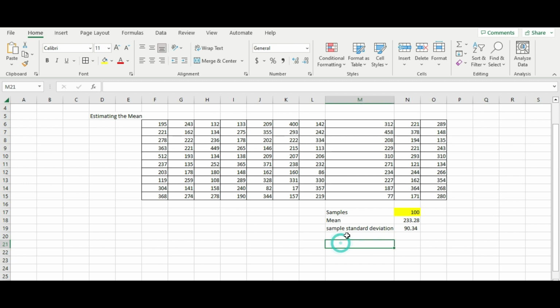Okay, so to do that, we must also get the z value for the confidence interval. Since we have all of this good data, we can now compute the confidence interval.